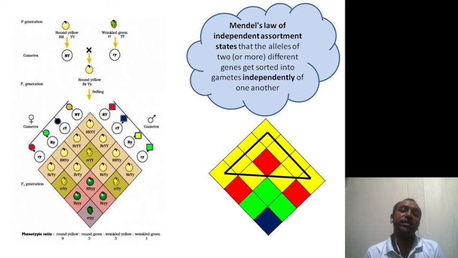So this is the ratio that you get, and this particular dihybrid cross led to the establishment of the law of independent assortment, or Mendel's law of independent assortment, which states that the alleles of two or more different genes get sorted into gametes independently of one another. Alleles are nothing but the different versions of a gene. So the dihybrid cross is very important because it led to the establishment of independent assortment.